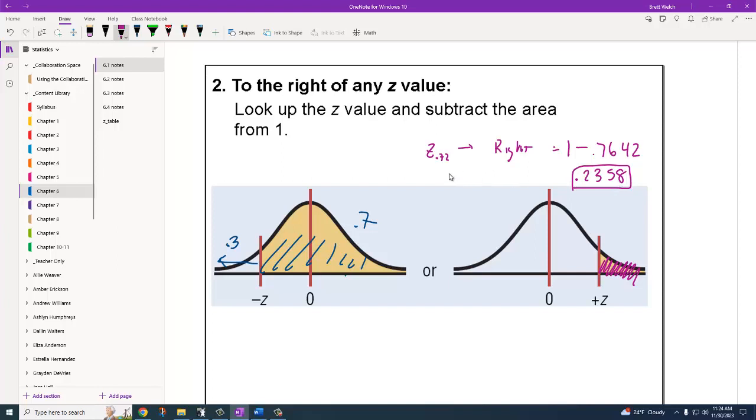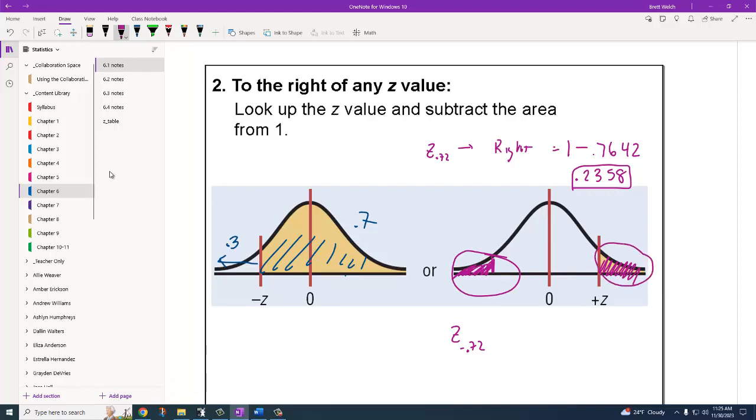Now there's another way to find it though. That was the z of 0.72, but then I had to subtract that value from 1. If instead I just go and find the z value of negative 0.72, which is actually over here, because of the symmetry of the normal curve, this area will have the same size as this area.